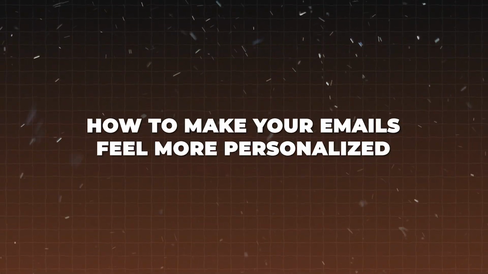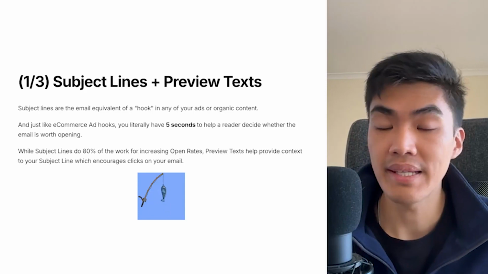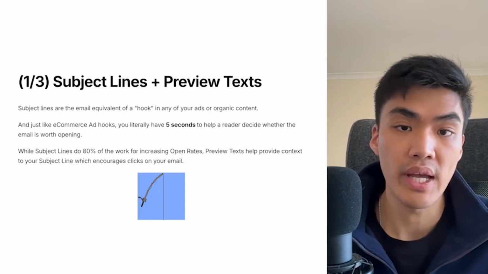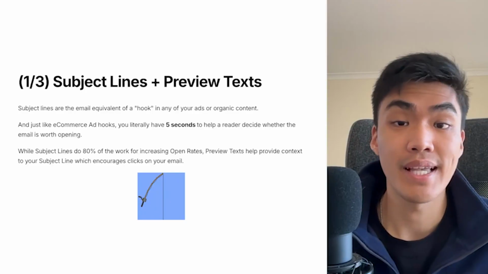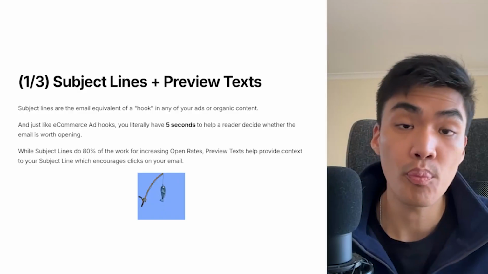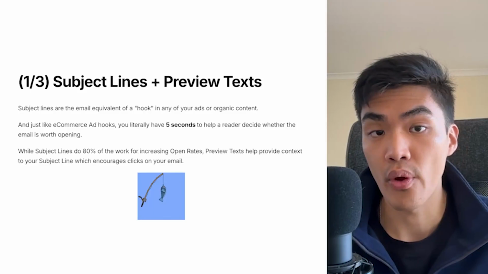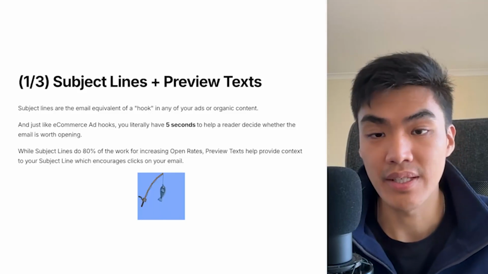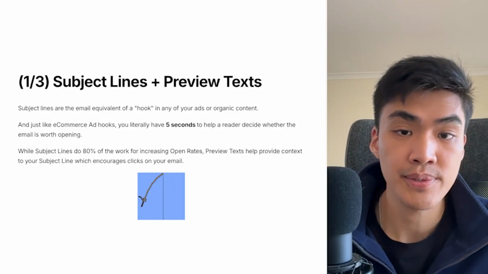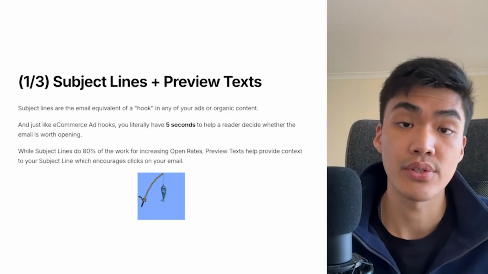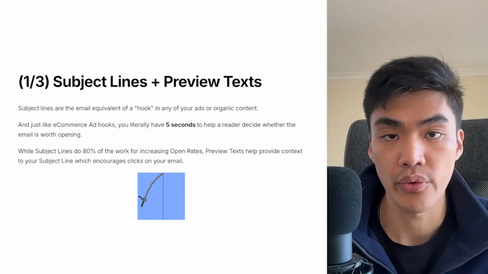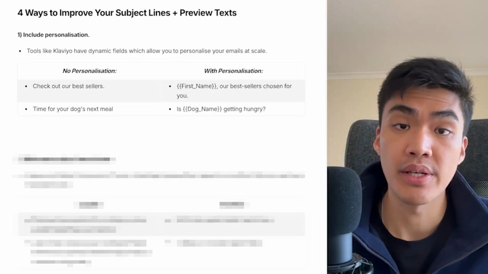So let's discuss that first step, which tackles how to make your emails feel more personalized, because honestly, it is the easiest part of the entire process. And that all begins with focusing on your subject lines and your preview texts. Subject lines for emails are basically the equivalent of a hook in any of your ads or your organic content. And just like e-commerce ad hooks, you literally have 5 seconds to help a reader decide whether that email is going to be worth opening. While subject lines do like 80% of the heavy lifting for increasing your open rates, preview texts also help provide context to your subject line, which encourages the clicks on your email. So here are 4 ways to improve your subject lines and your preview text.